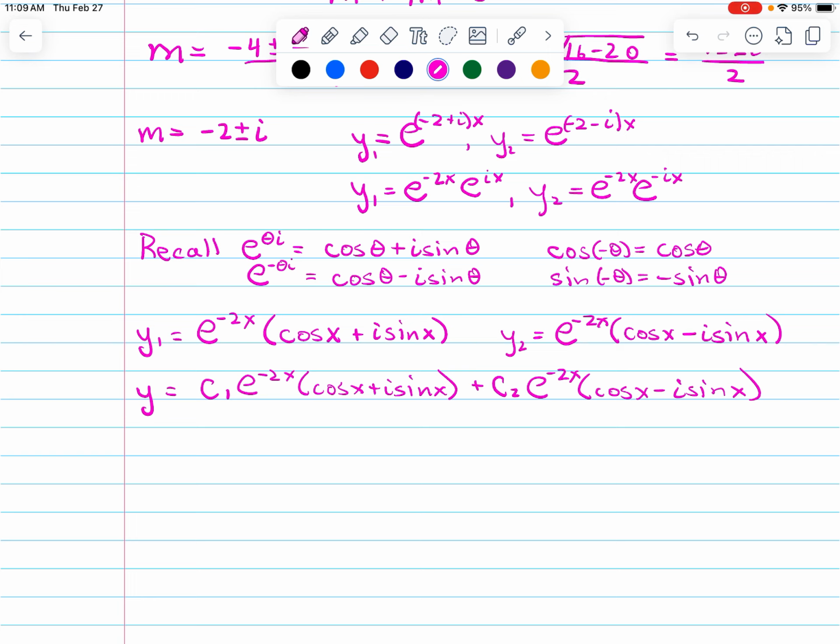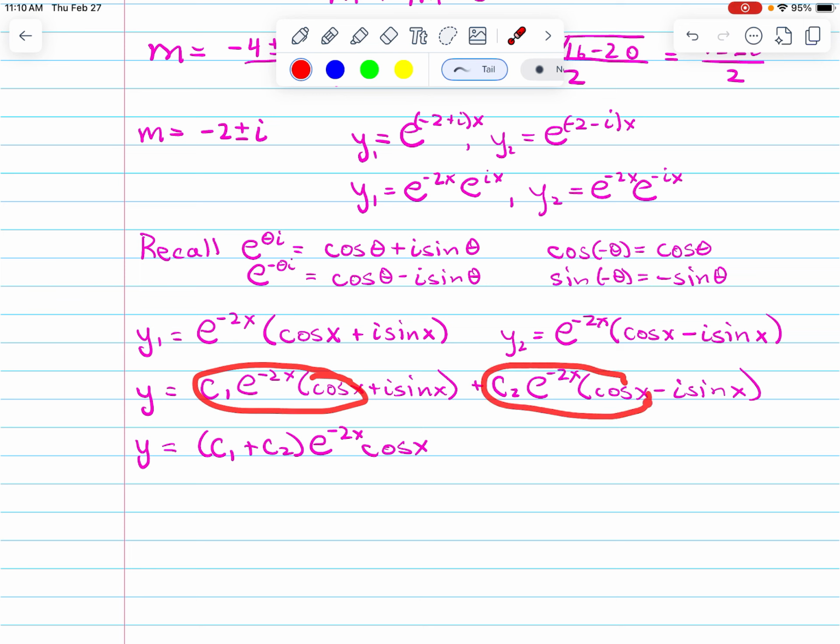Okay. So we've got these two. Now, I want to combine some values here. So look, I'm going to clear parentheses, and I want to put the real parts together, the imaginary parts together. So I've got this. Notice I've got C1 plus C2 e to the negative 2x cosine x. Okay, so what I've done here is I've cleared my parentheses, and I've factored out an e to the negative 2x cosine x. So you can look and see I've got this and this, and I factored out the e to the negative 2x cosine x.